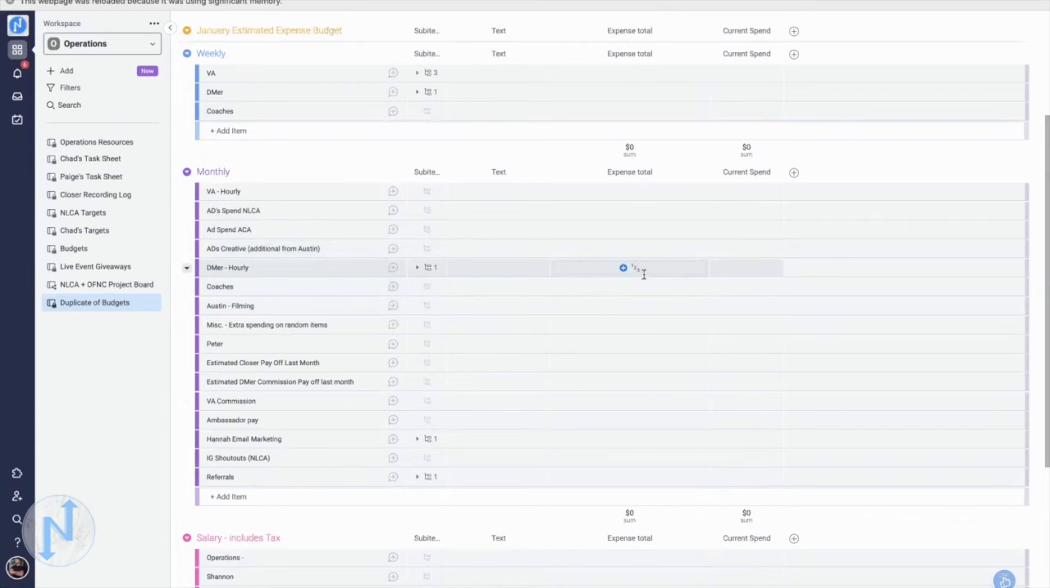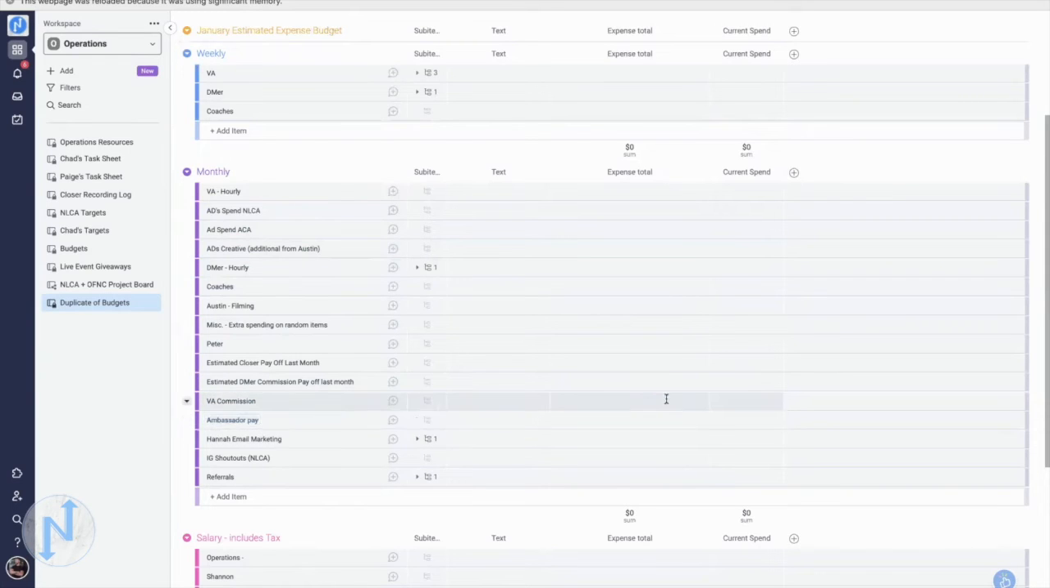We'll have our DMer budget here. We'll have our coaches budget here. This is just additional. I pay somebody to film our ads. That budget goes here. Miscellaneous spend budget goes here. Peter, who runs our ad, his budget goes here. Estimated closer pay based off last month, that budget goes here. Estimated DMer commission based off last month, that goes here. That's different than this. This is their salary pay. This is their commission pay. VA, there are some cases in which a VA can get commission for us, so we put that budget here.